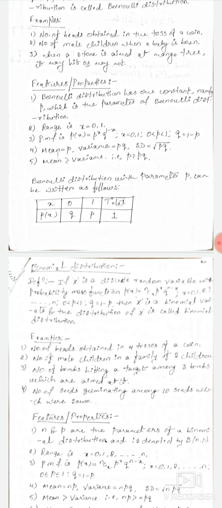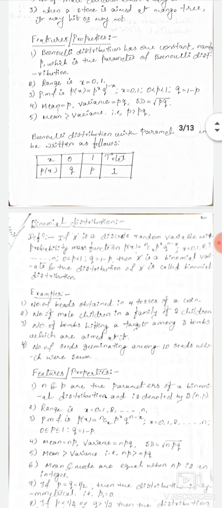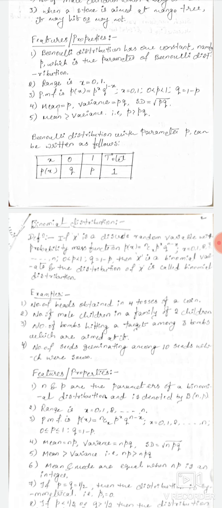Some of the features or properties of Bernoulli distribution are: Bernoulli distribution has one constant, namely p, which is the parameter of Bernoulli distribution. The range for Bernoulli distribution is 0 and 1, that is, x takes the values 0 and 1. The PMF, probability mass function, for Bernoulli distribution is P(x) = p^x q^(1-x), where x takes the values 0 and 1, p lies between 0 and 1 and q = 1 - p. Next, the mean of the Bernoulli distribution is p, the variance is pq, and the SD is root of pq.